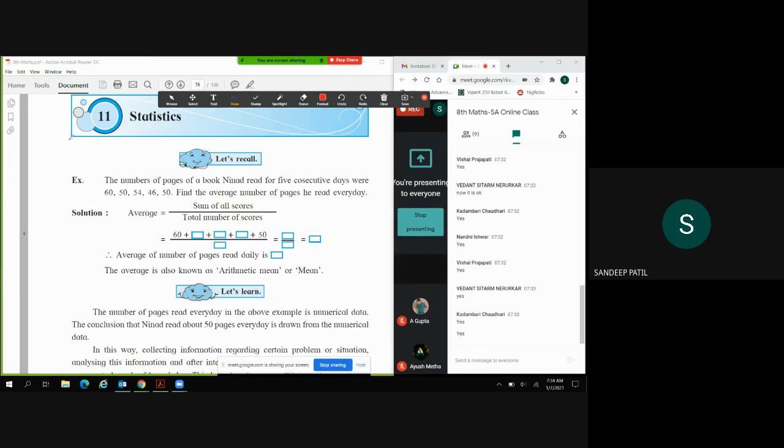I will write down the name here. Pfizer. I know it starts with P, but it's pronounced as Pfizer. Then Moderna. Then another Indian vaccine is there, Covaxin. So all these vaccines are approved. My main intention in describing these vaccines is that they are all approved on the basis of statistics.